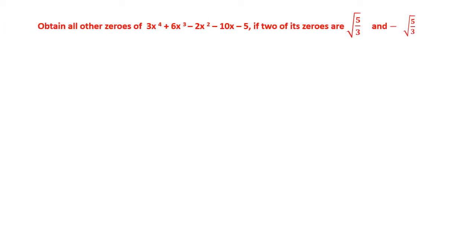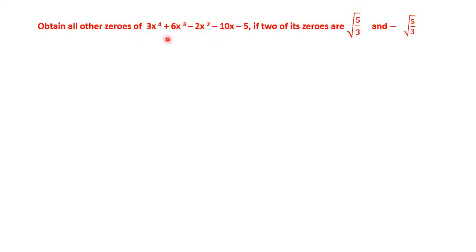Today we will take the topic application of division algorithm. Under this topic I am going to teach you one sum. Obtain all the zeros of 3x power 4 plus 6x cubed minus 2x squared minus 10x minus 5, if two of its zeros are square root of 5 upon 3 and minus square root of 5 upon 3. Now here we are already having two zeros and we need two more zeros to be found out.